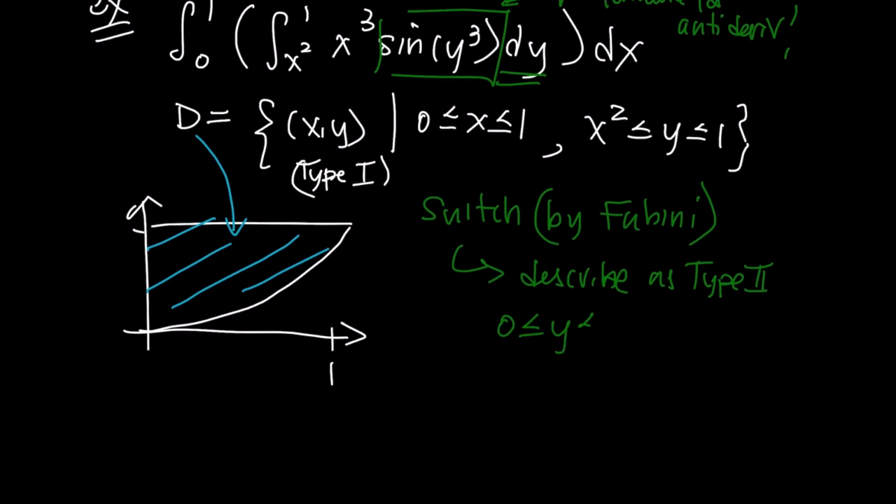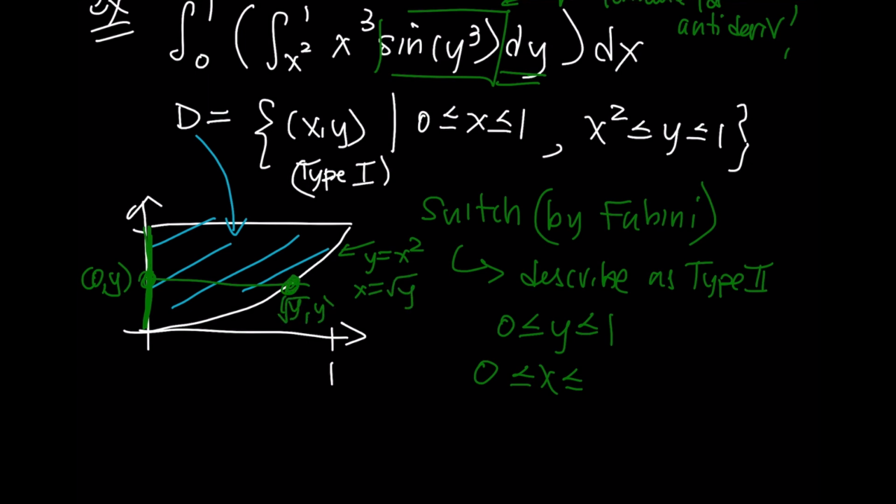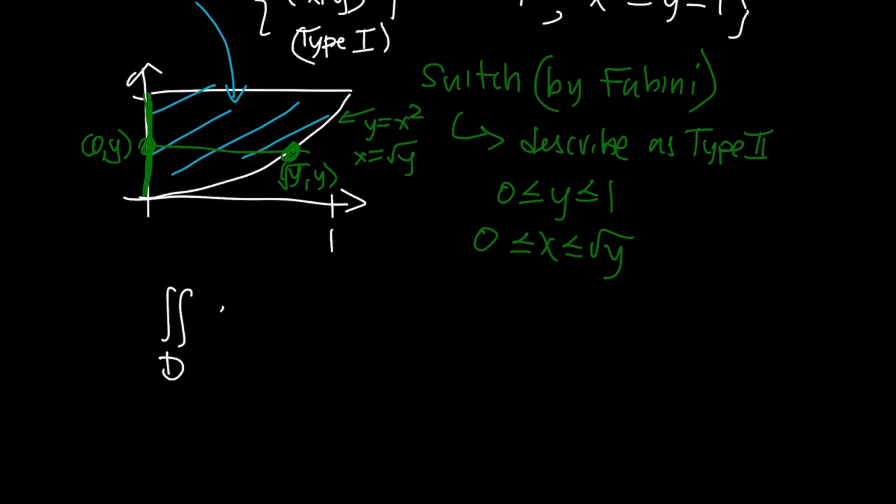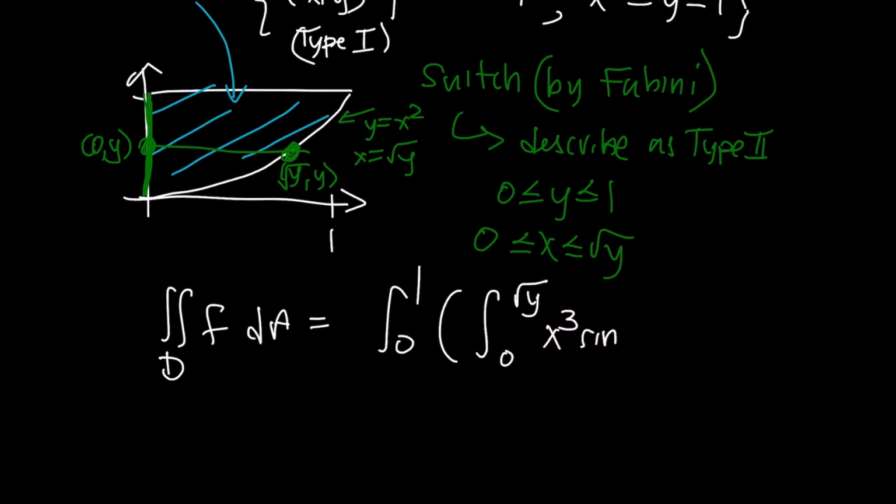Now I know that y is going to go from 0 to 1, but now I need to bound x between two functions. On the left, x will always be greater than or equal to 0, so some point here has an address of 0 and y. This curve right here is y equals x squared, so that means x is root y. So some point there would live at root y and y. And so now the integration variables are set. The integral of this function over D can now be written where the y integral is outside. We'll have 0 to root y, x cubed, sine of y cubed, dx dy.